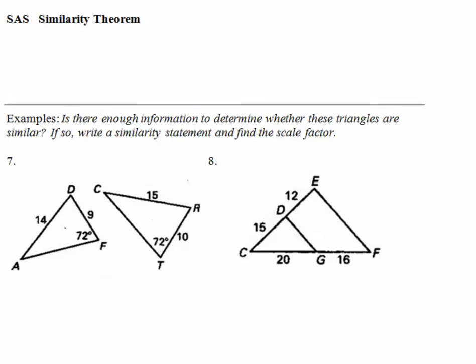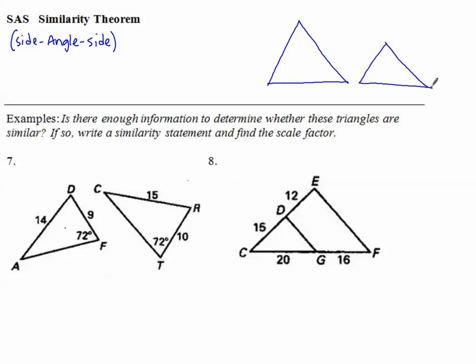Our last shortcut is a combination of the two, the side angle side similarity theorem. SAS for side angle side similarity theorem. That's a combination of the two. So in our picture, what we want to show is two pairs of sides that are proportional.